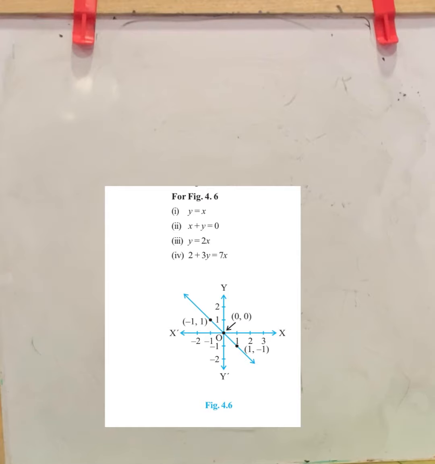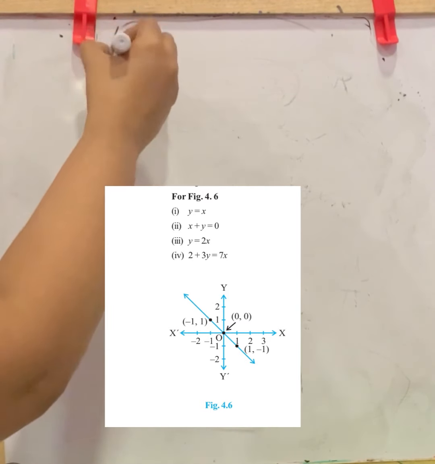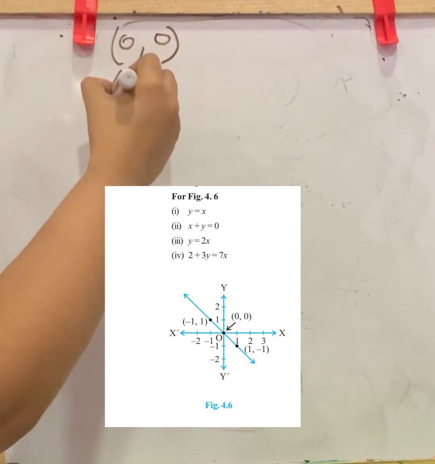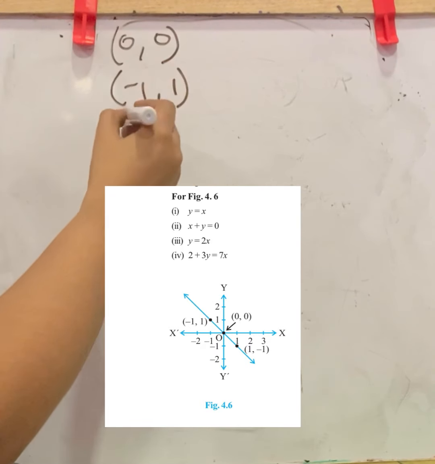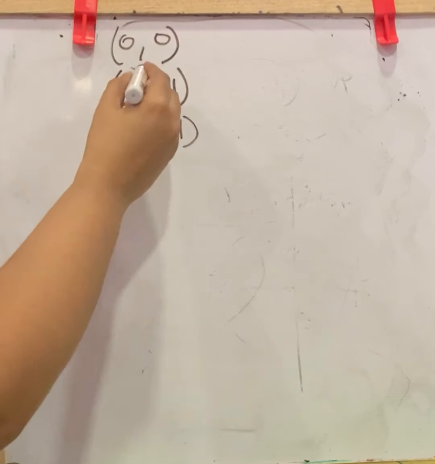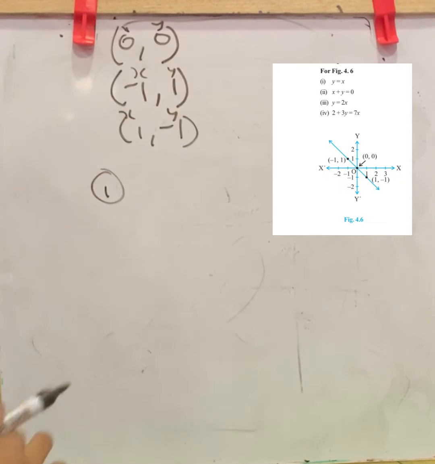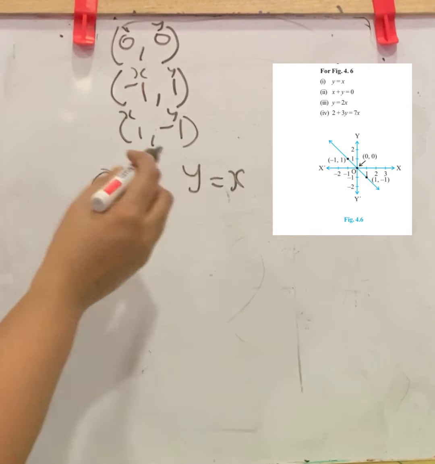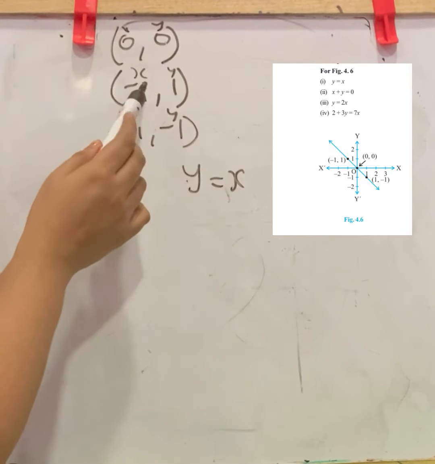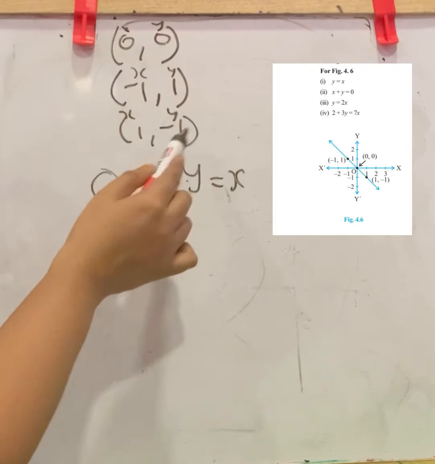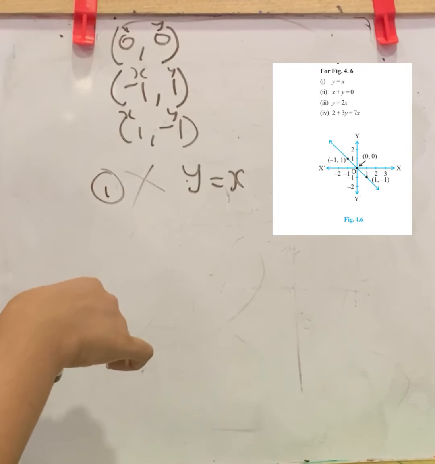Next question. From the choices given below, choose the equation whose graphs are given in figures 4.6 and 4.7. From the first figure, we have solutions (0, 0), (minus 1, 1), and (1, minus 1). Now we will check which satisfy all the three solutions. Y equal to x: (0, 0) is satisfied, but for (minus 1, 1) it is not equal. So this is not a solution.